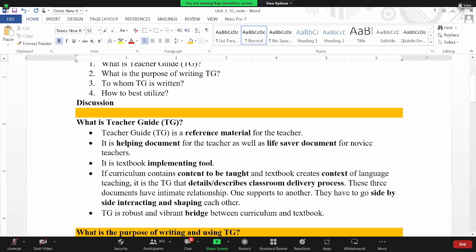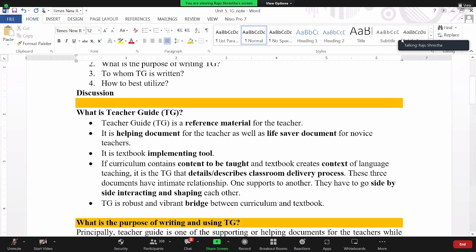So simply we understand TG is for teachers, not students. Teachers reading material, teachers reference material. Then it is a helping document for the teacher, as well as a lifesaver document for the novice teachers, beginning teachers. सुरुमा पढाएको अनुभव नभएको एकदमै नोभिस टिचरहरुको लागि चाहिँ टिजी चाहिँ एउटा लाइफ सेभर डकुमेन्टै हुन सक्छ.